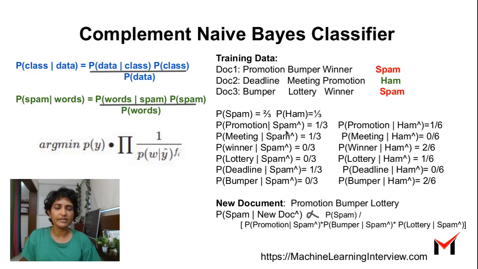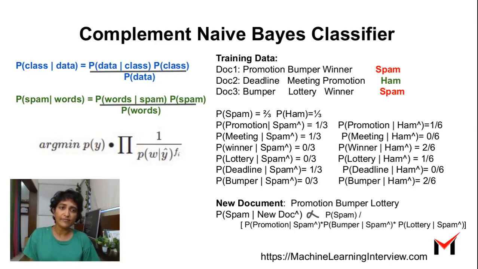Similarly, if you look at probability of promotion, or let's take something else, probability of winner given ham complement, you want to see how many times winner occurs in spam documents. So it occurs 2 times in spam documents, so you have a 2. And the denominator is 6, which is the total number of words in non-ham documents, or total number of words in spam documents. Right? So that's the formula for complement naive Bayes.